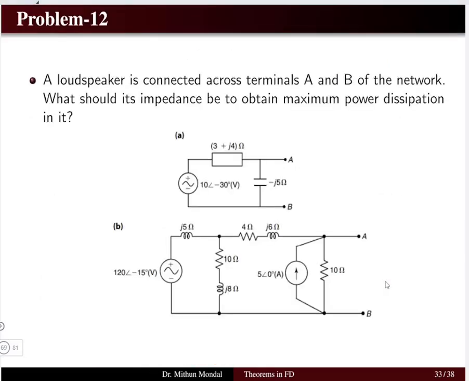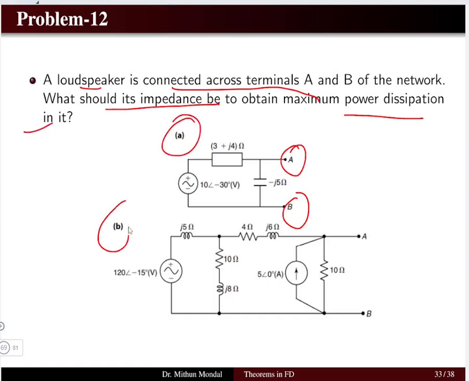Now in the next problem, we have a loudspeaker which is connected across the terminals AB, and we need to find what the impedance should be to obtain the maximum power dissipation. So we have two circuits, A and B. We have to find the impedance to obtain the maximum power transfer at the terminals AB. Let us see how to solve this problem.